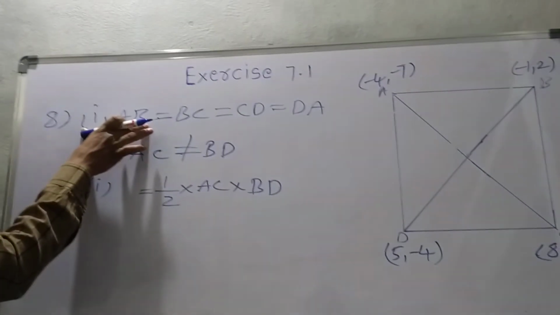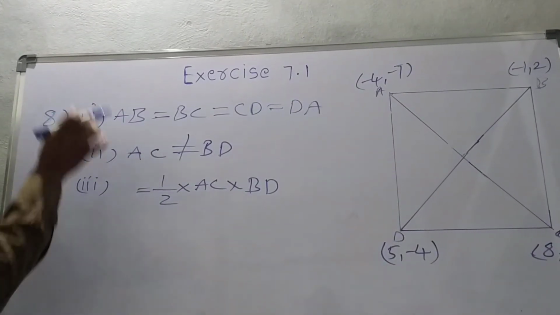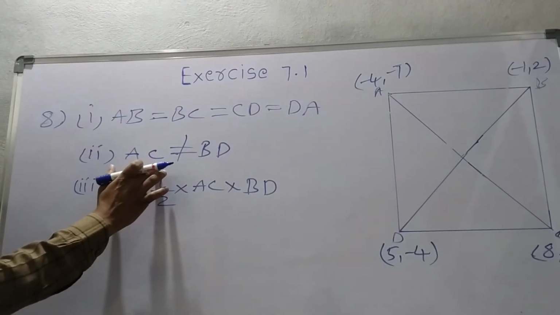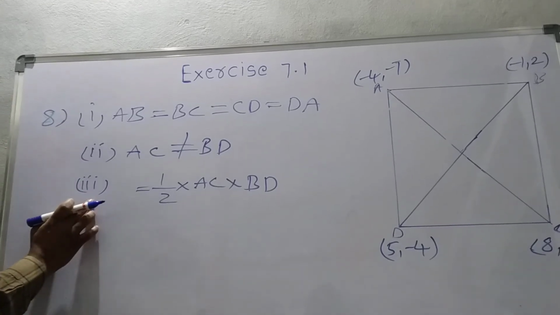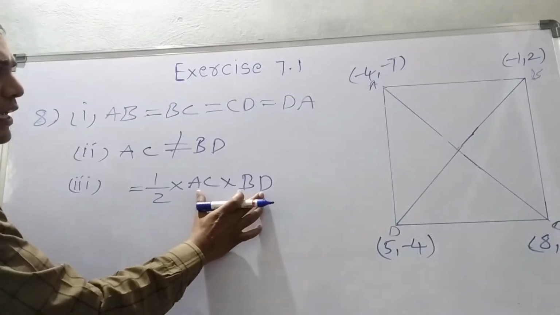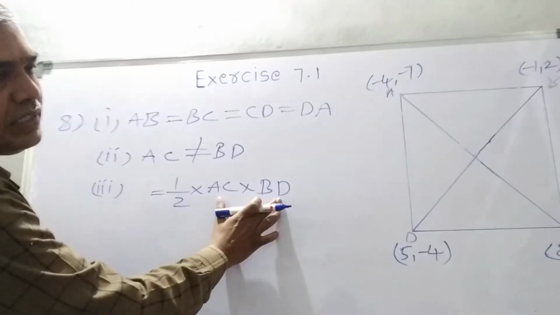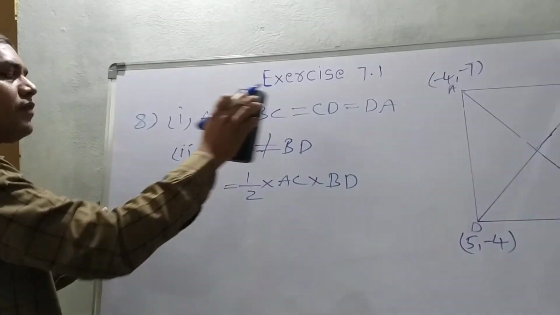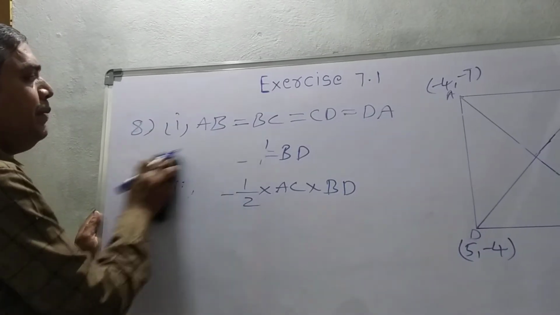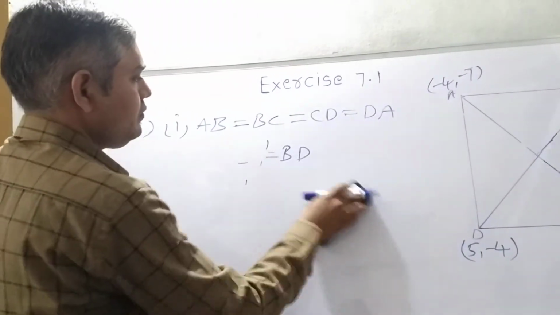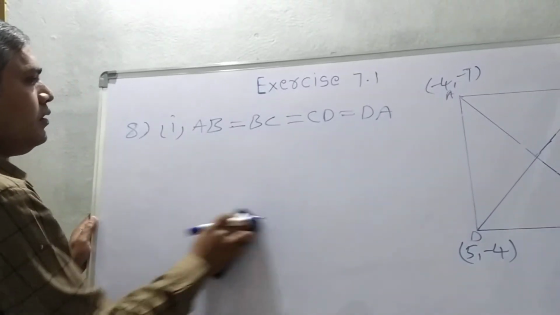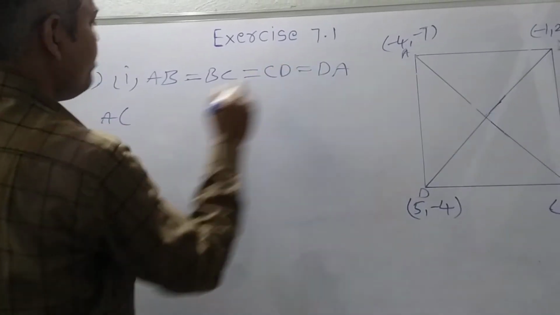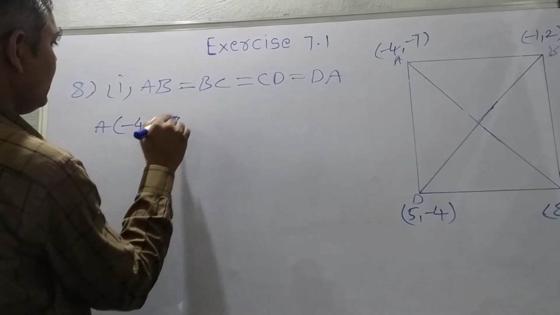This problem is solved in 3 stages. In the first stage we have to prove all the sides are equal. In the second phase we have to prove diagonals are not equal. In the third phase we have to find the area of the rhombus by using diagonal distances. Okay, this is the way to solve the problem. Now in the first phase we are going to find the distance between point A and B. Point A is -4 comma -7.